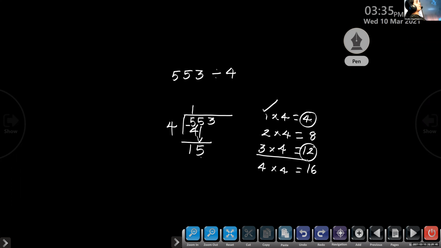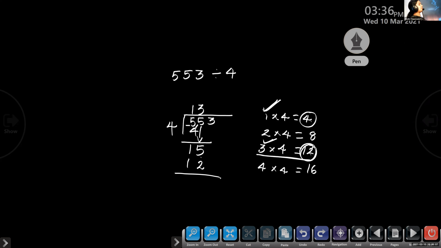12 divided by 4. From this step, 12 divided by 4, what will you get? 12 divided by 4 is equal to 3. 3 is the quotient. Here 4 divided by 4, 1 is the quotient. Like that, 12 divided by 4, 3 is the quotient. So you can write 3 here and 12 down here below the dividend that we have divided.